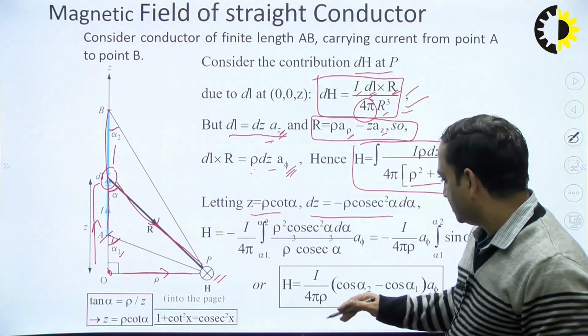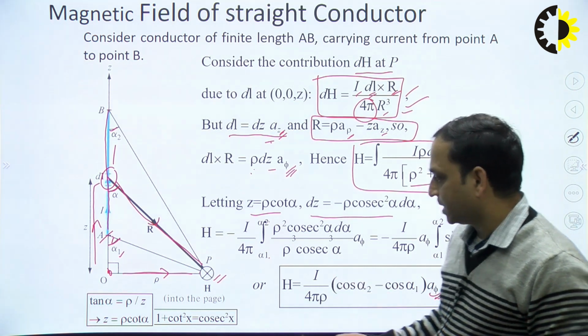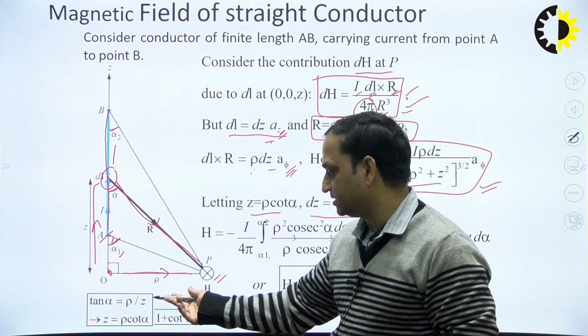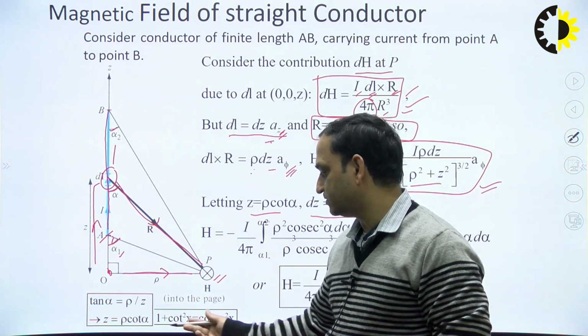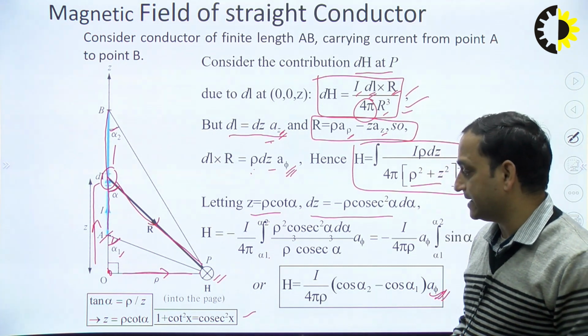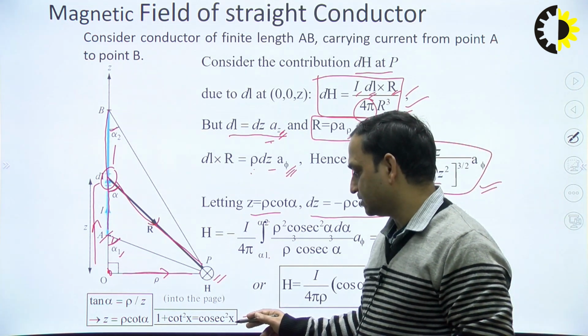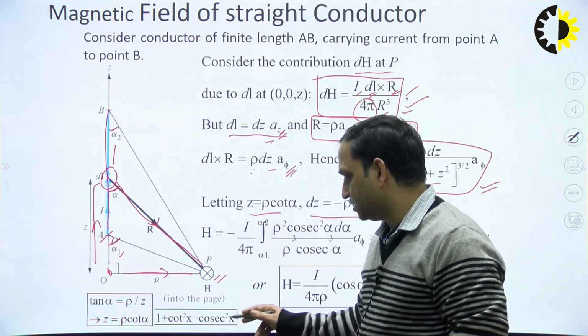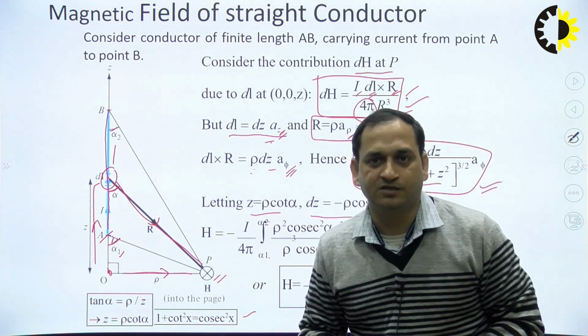Okay, so H is I upon this one, and here we have put tan alpha is equal to rho upon z. Okay, so 1 plus cot square alpha is equal to cosec square alpha. So please, these are the trigonometrical formulas.